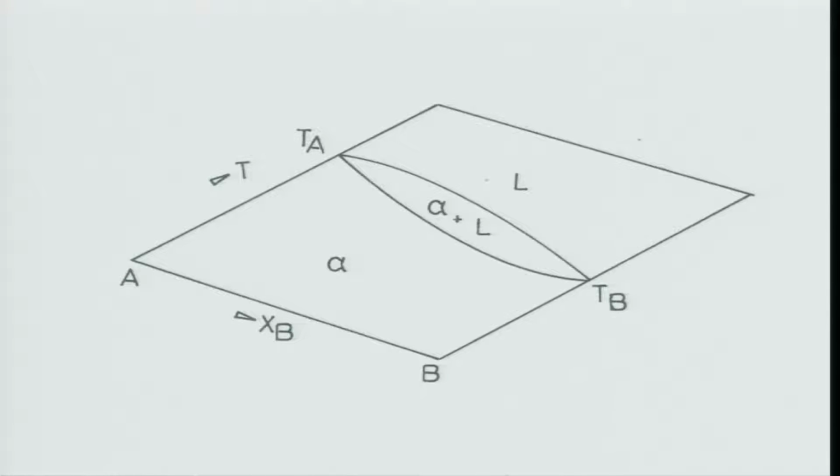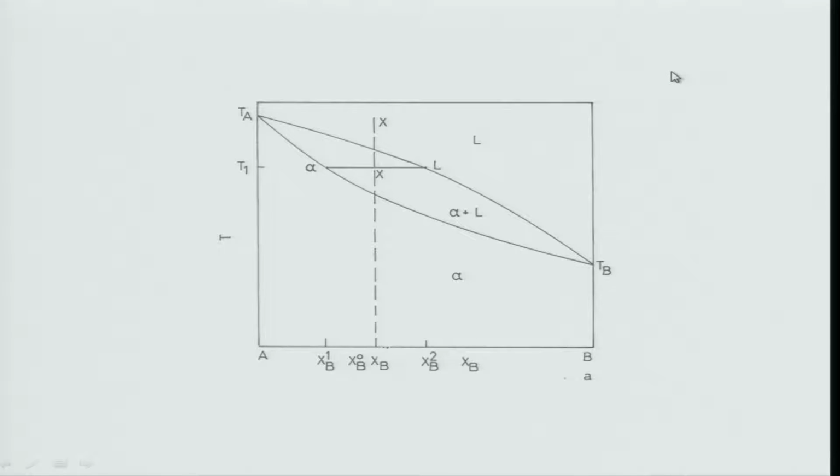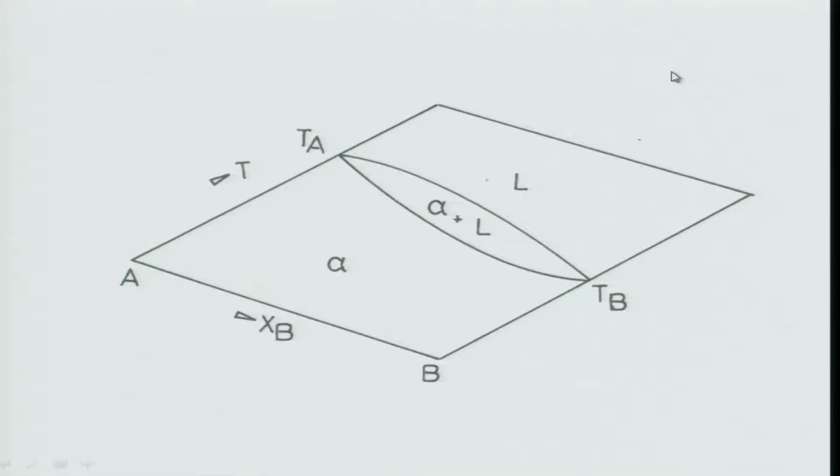So if I take a section at a pressure of 1 atmosphere, then P equals 1 atmosphere. Then it becomes a two-dimensional section. In the two-dimensional section, your x-axis remains as the compositional axis of component B, that is xB, the mole fraction of B, and the y-axis is now the temperature axis. The z-axis is completely gone.